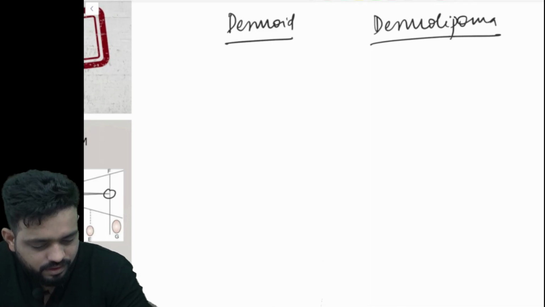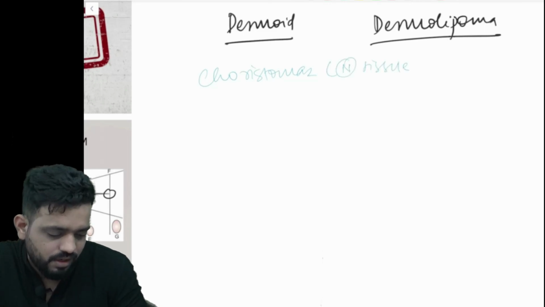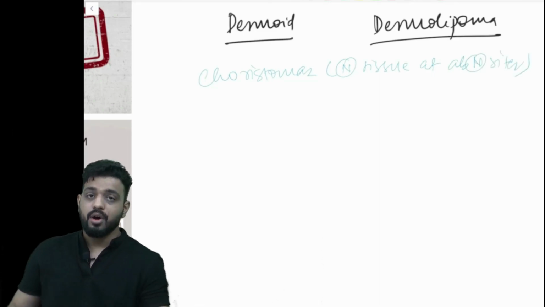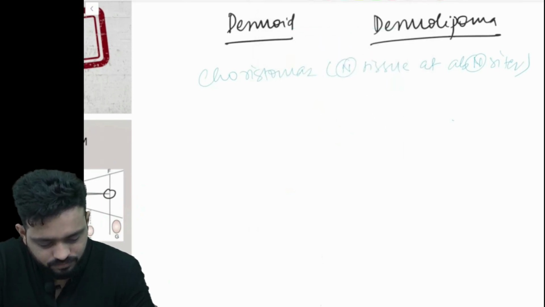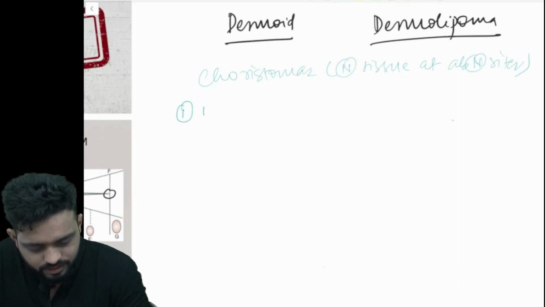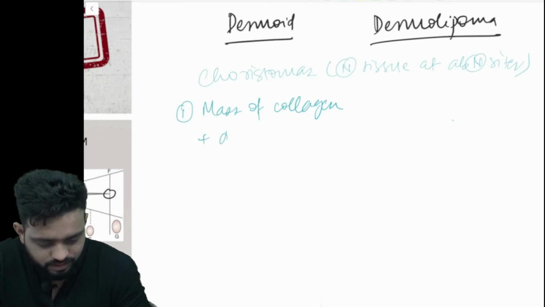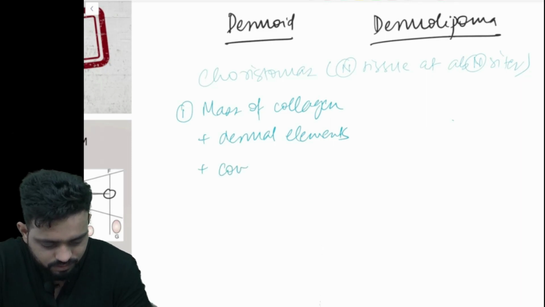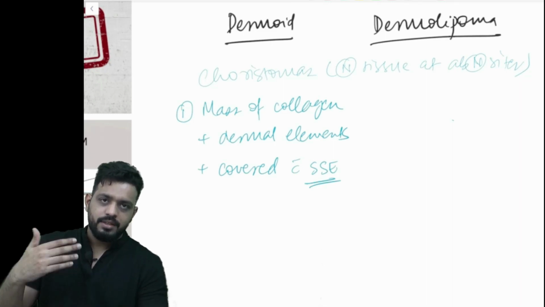First of all, remember that both are choristomas. So what are choristomas? Choristomas are normal tissue at abnormal sites. That's it. Now both are choristomas. So how do you differentiate it? It's very simple. Just concentrate over here. Number one point, dermoid is a mass of collagen tissue containing dermal elements, and covered with stratified squamous epithelium, SSE. This is dermoid.